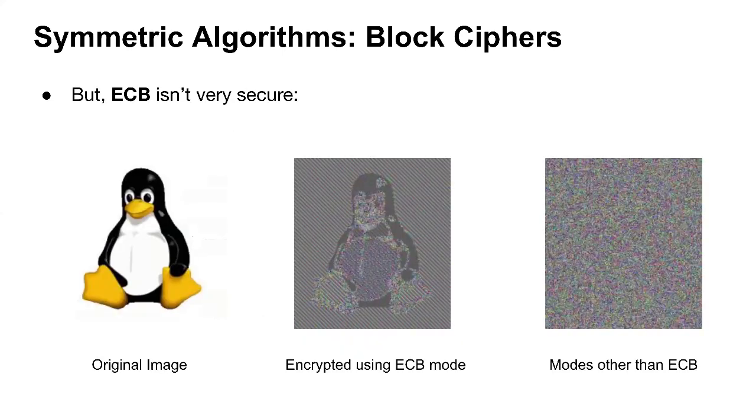The downside is, since there's no chaining between blocks, you can see a lot of patterns show up in the encrypted output. These images here are from the Wikipedia article on block ciphers. I always like to use this because it makes it very obvious: the original image is on the left, and the middle image is encrypted using ECB mode. You can still see the patterns of Tux, the penguin, coming through. If you were to use a different mode besides ECB, you would see a much more random image or output, as you can see on the right.